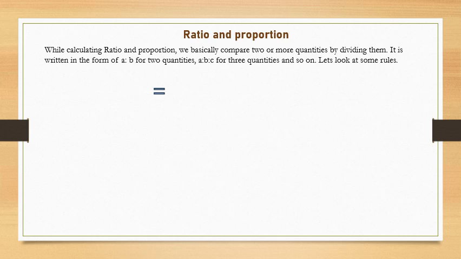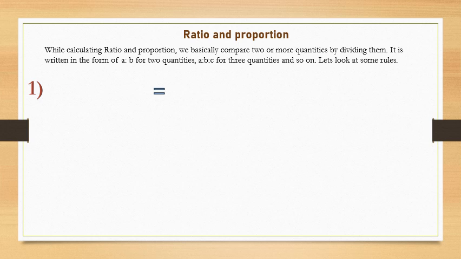Ratio and proportion, what we're doing is that we're basically comparing two or more than two quantities by simply dividing them. So if I say A is to C, what I mean is A divided by C. So ratio and proportion is comparison of two quantities by the method of division. So let's look at the first rule.